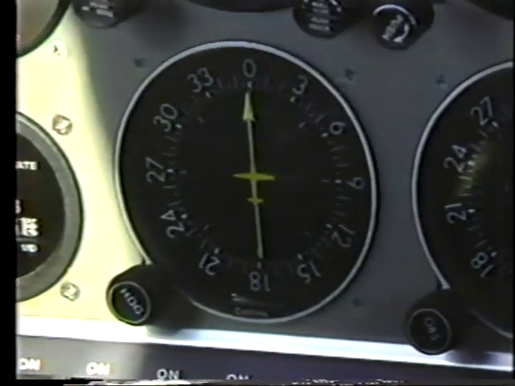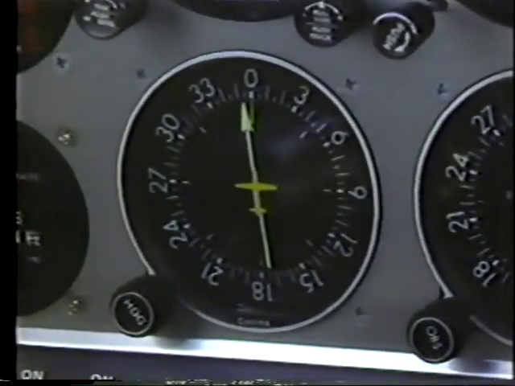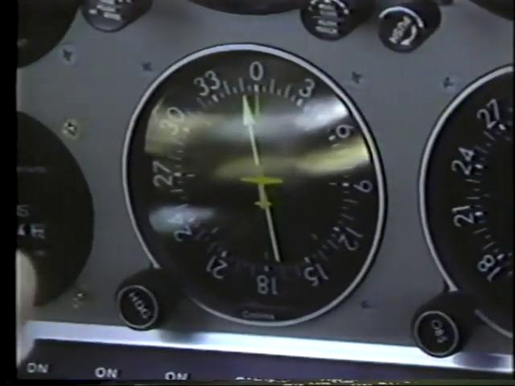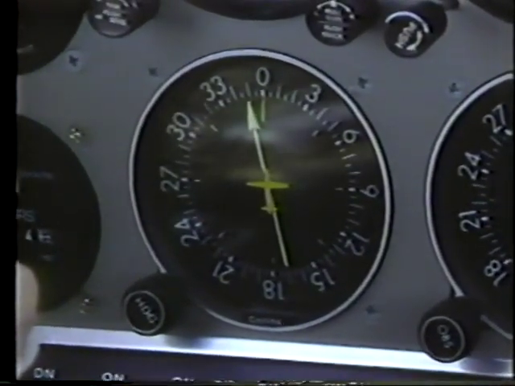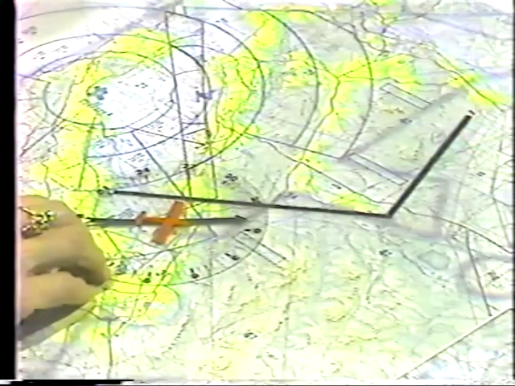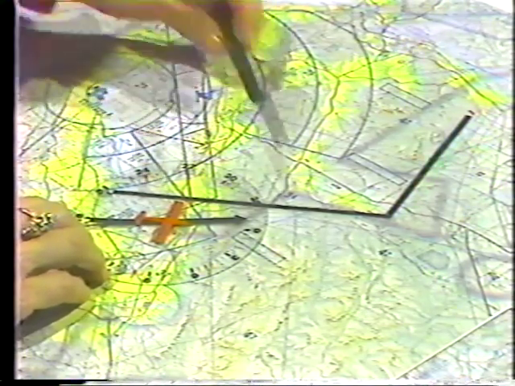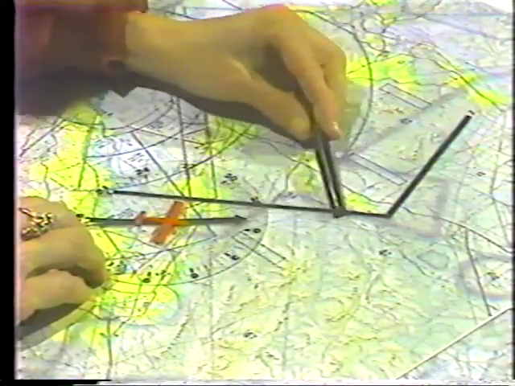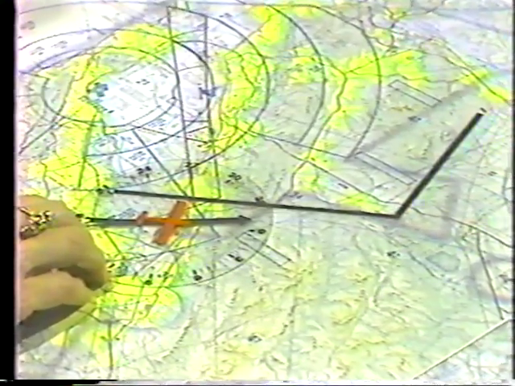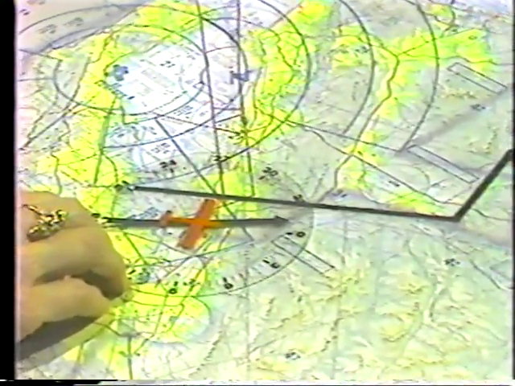To detect drift, we must be very persistent in holding our heading. Then we observe the ADF needle to interpret any movement it may make. We now see that the needle is moving to the left. This means that we have drifted to the right, because the NDB is now to the left of the airplane's nose. Next, we must interpret the number of degrees of drift.